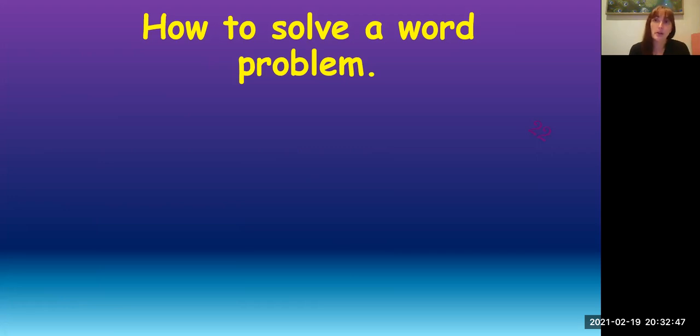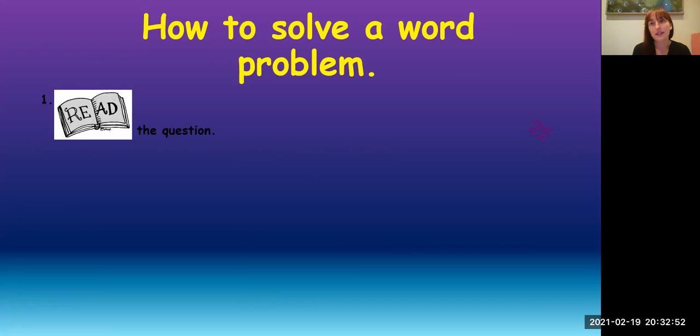Some of us, though, will be solving word problems. So I just want to remind you of the steps that we talked about right at the start of the week with division, because the same steps apply. The first thing we need to do is to read our question carefully and then pick out the numbers.